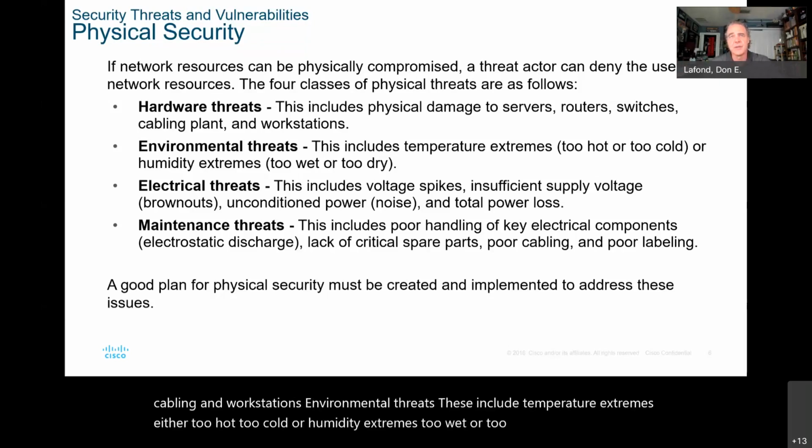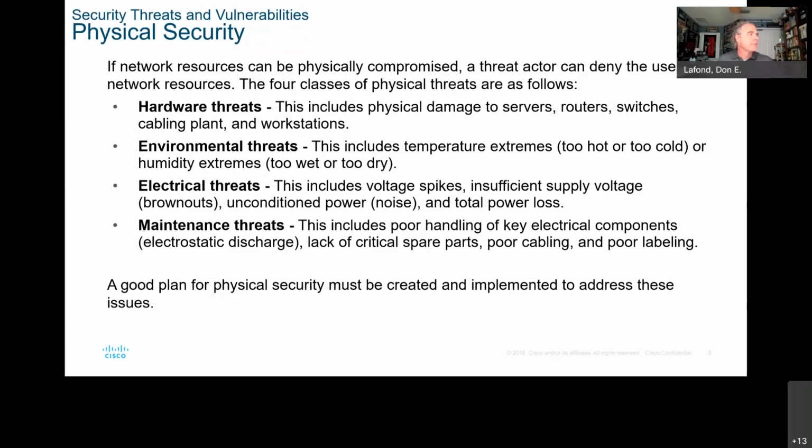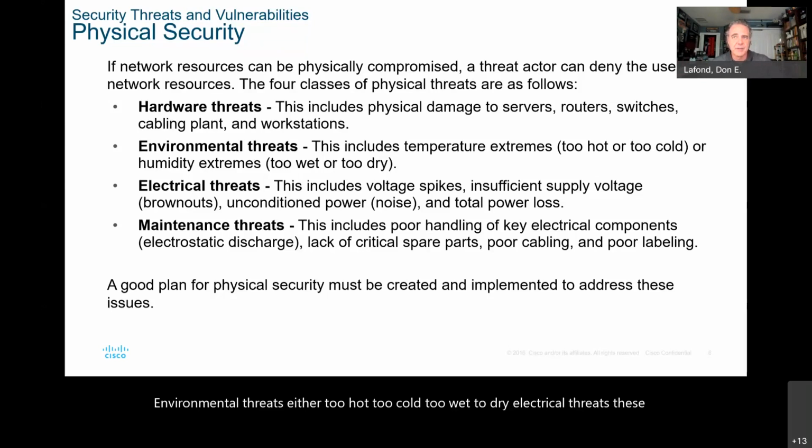Electrical threats. These include voltage spikes, insufficient supply voltage, brownouts, unconditioned power, noise, or total power loss.